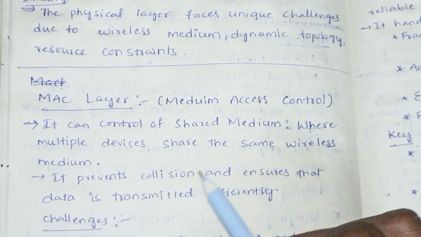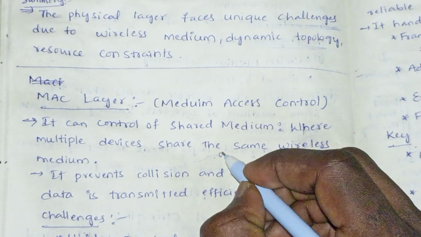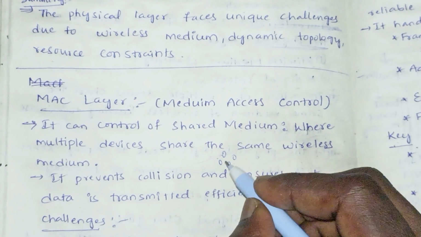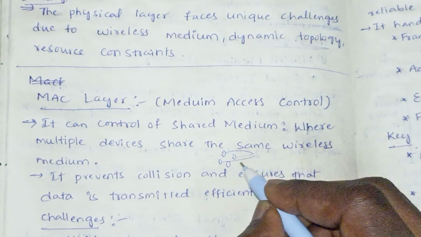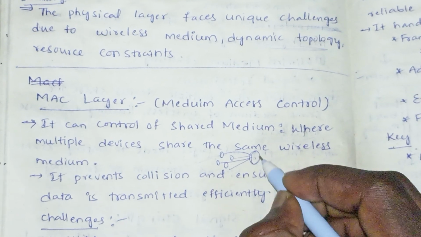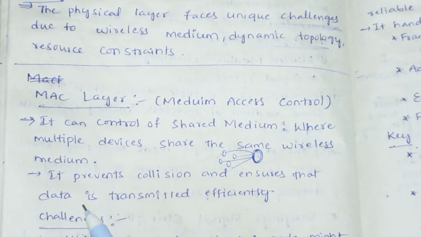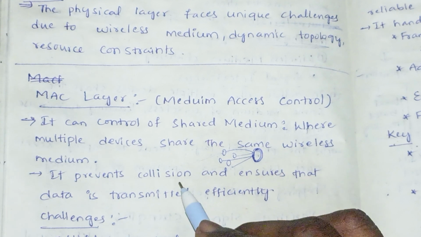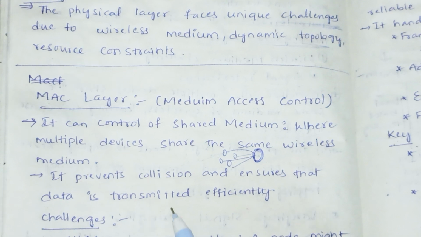So multiple devices are going to share their data on the same wireless medium. So that medium can act as a MAC layer. It can prevent collision and ensure that data is transmitted efficiently.